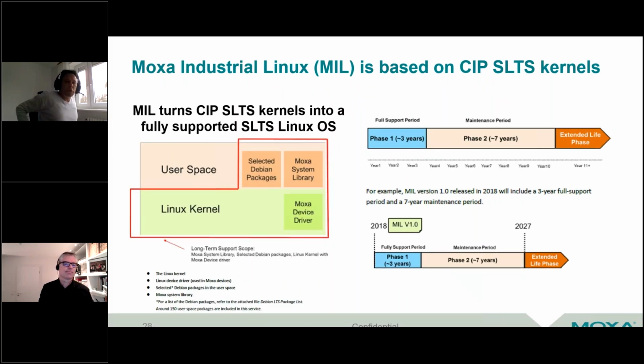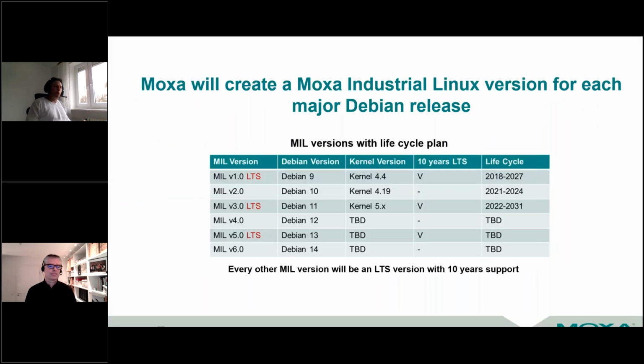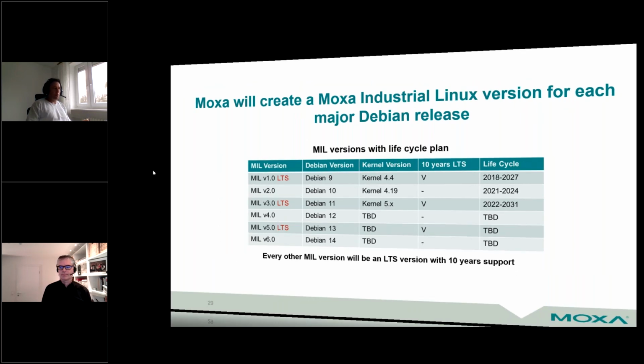So Moxa Industrial Linux is actually based on civil infrastructure platform, providing superior long-term support of the kernels. All packages are able to be updated, no matter Linux kernel or Moxa device driver, by providing 3 years of full support and 7 years of maintenance support. This is in a version 1, which ran in 2021, and Moxa will create Moxa Industrial Linux version for each major Debian release, which means version 1.0 long-term support, version 3.0 long-term support, or 5.0 long-term support, which will be based on Linux Debian 9, 11, 13, and the versions in between, with all upgrades of the kernel and the security patches Moxa is able to provide within 10 years of support.